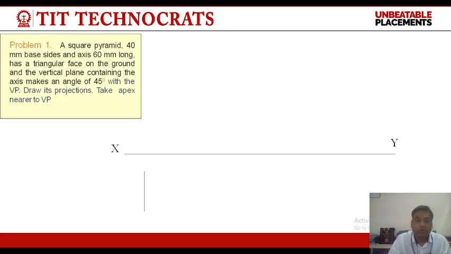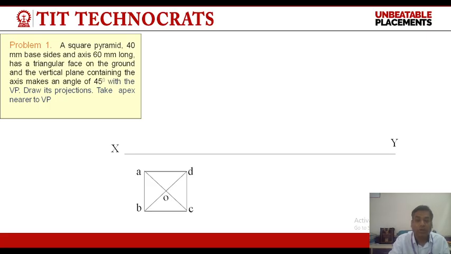Now in the first step, as it is given that a triangular face is resting on the ground, we will draw the top view of a square pyramid by keeping one side of base perpendicular to VP. And we will draw the square and we will join the apex point to all the corners. So this is the top view of a square pyramid. Now we will mark its base as A, B, C and D and apex point as O.